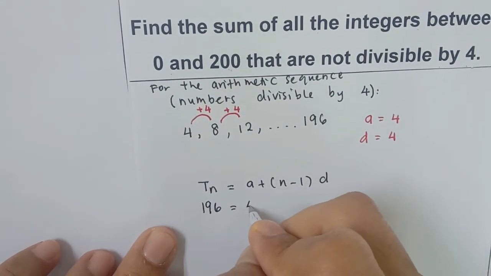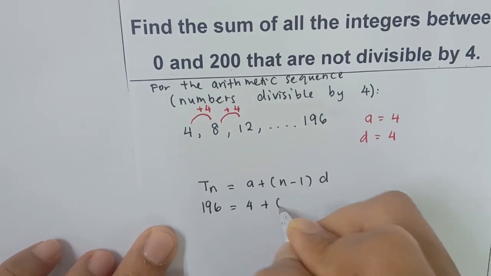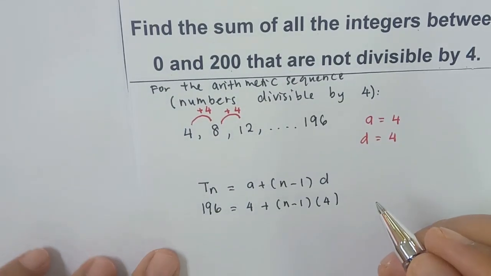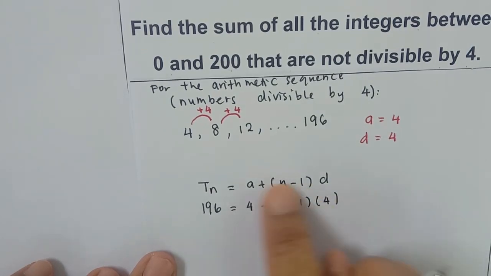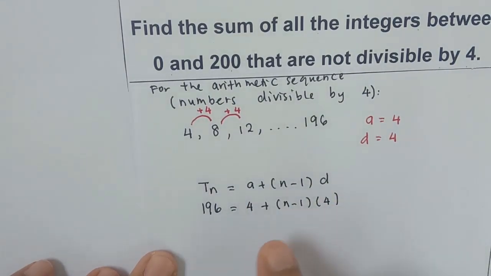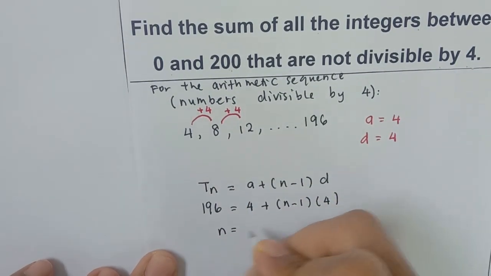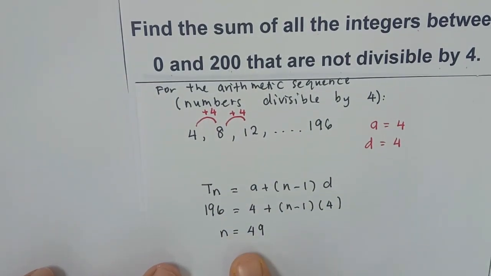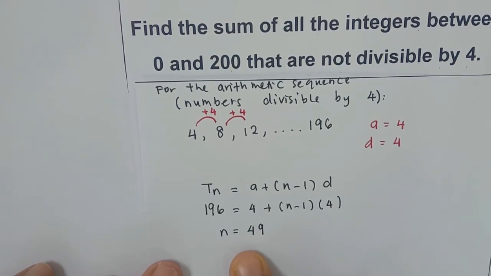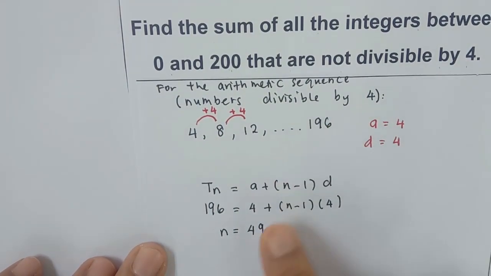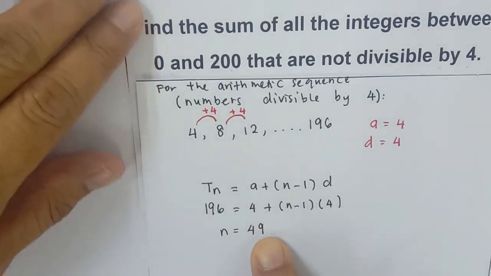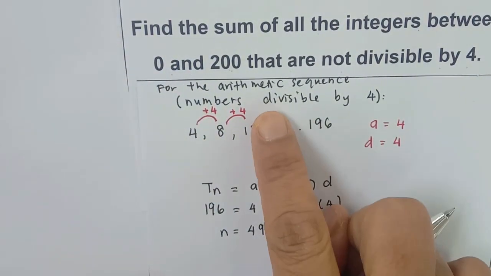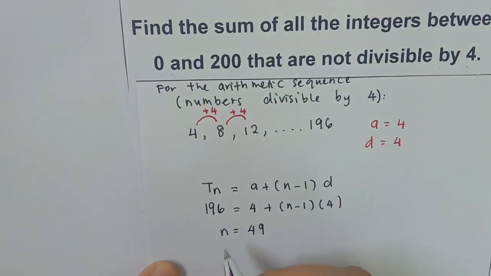Okay, first term is 4N minus 1 and the common difference is 4. Then using calculator, you solve this equation, we get N is 49. So we know this sequence has 49 terms. So to find the sum for this sequence using formula summation for arithmetic sequence, so what formula?